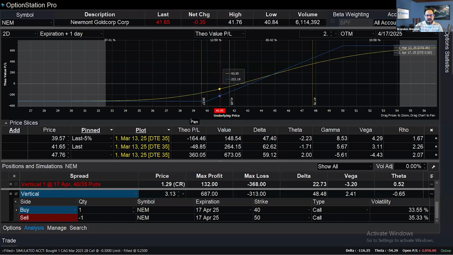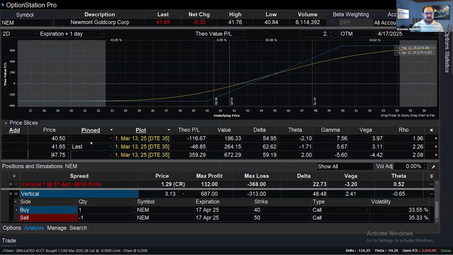So I just need to figure out where I would lose roughly $116 by sliding this and going to the theoretical P&L. There we are. Yeah, that's good, about 40.50. So 47.75 is my potential target, although I may want to exit before that, and 40.50 on the downside.